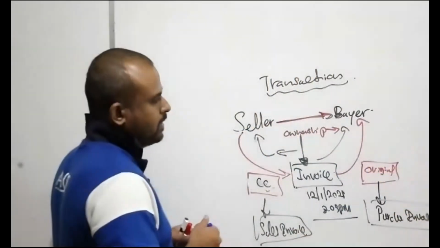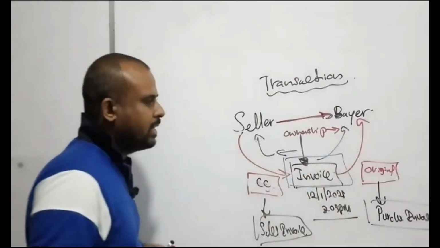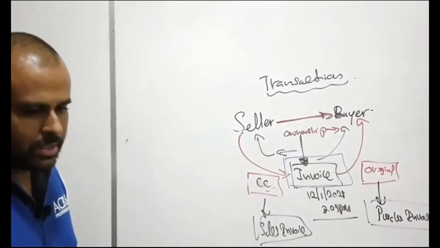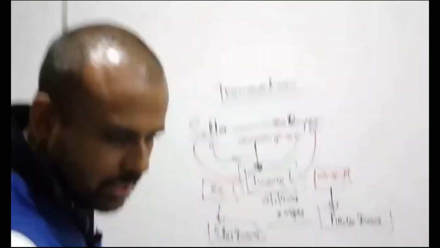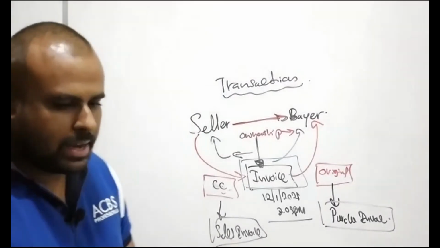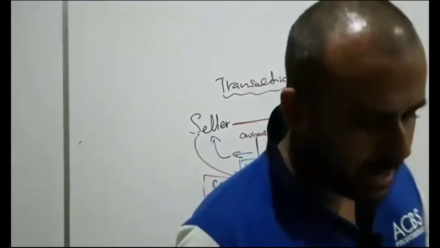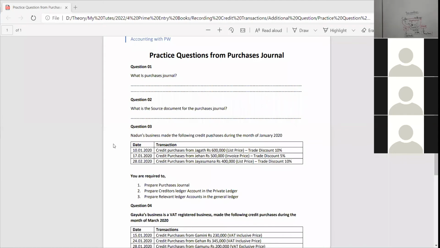So, from which document do we recognize sales and purchases? From the invoice. From which document do you recognize it? Say it. From the invoice. Is that clear? Then, what is the source document for the credit purchases? Invoice. Within brackets you can say it is the purchase invoice.